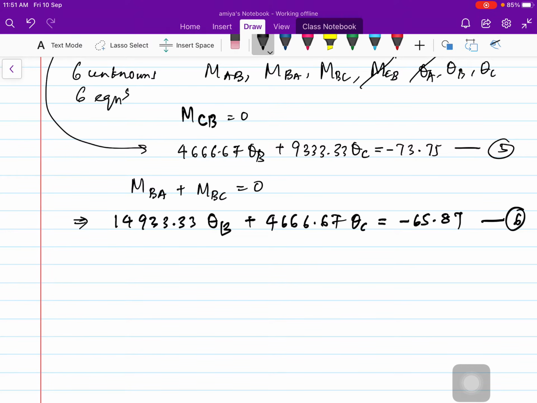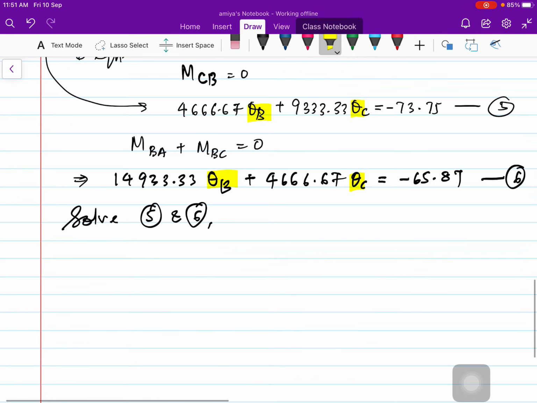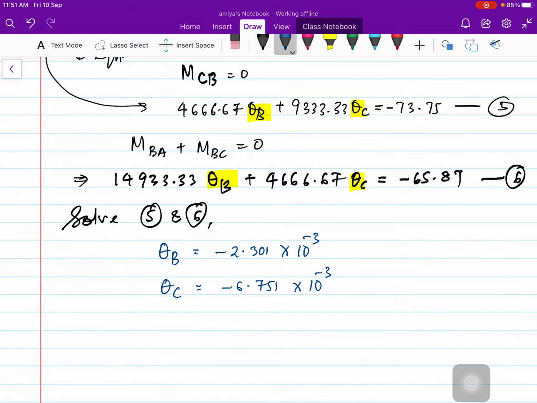Now solving equation 5 and 6. So we have two equations, two unknowns, which are theta B and theta C. You can use your calculator to solve these two equations, and you will get theta B is equal to minus 2.301 into 10 to the minus 3, and theta C is equal to minus 6.751 into 10 to the minus 3.